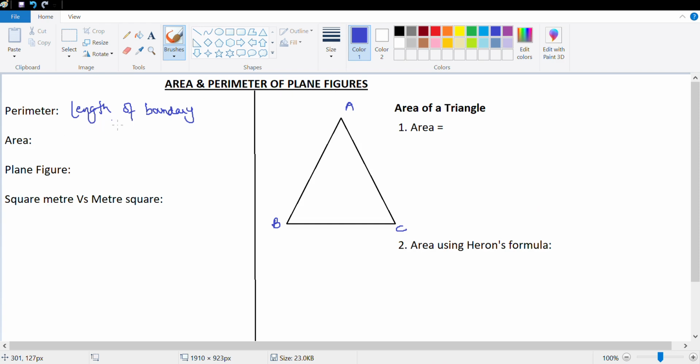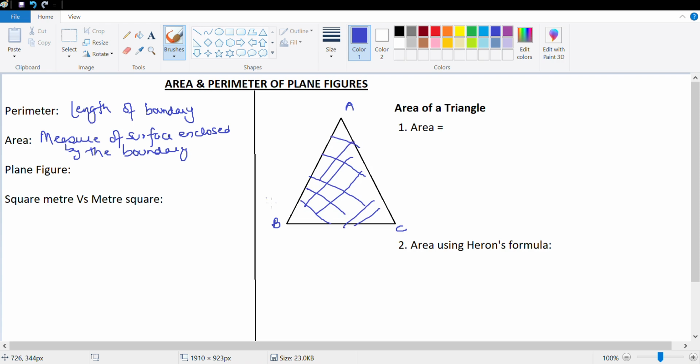Area. What does area mean? Area is nothing but the measure of surface enclosed by the boundary. So whatever is the surface inside the boundary, that's basically the area. For us, in this example, the shaded portion in this triangle will give me the area. Perfect. So next, what is a plane figure?